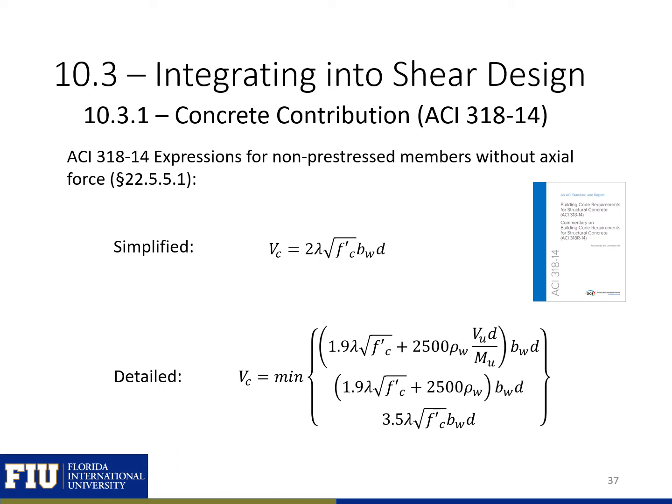So in ACI 318-14, we have a simplified and a detailed expression for non-prestressed members without axial force. Our simplified expression is just 2 times lambda, which takes into account the effects of lightweight concrete, times square root f'c, where our units here are psi, times bw, the web width, times d. And our detailed expression also takes into account the effect of our reinforcement ratio and our shear and moment at the section that we're looking at.